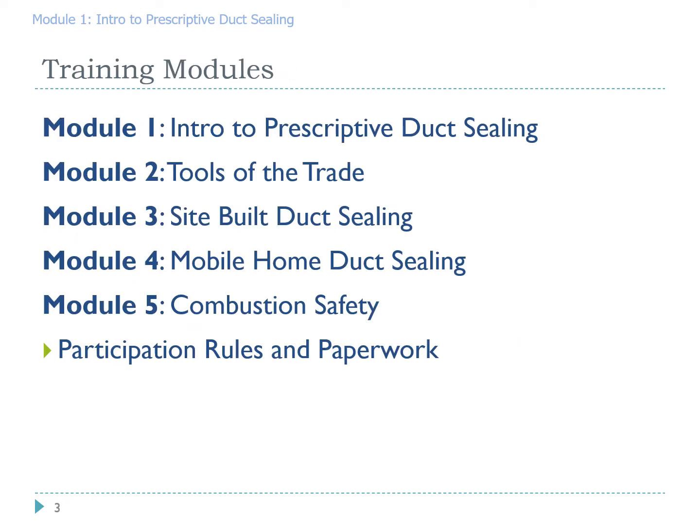As mentioned, there will be 5 training modules. Module 1 covers the introduction to prescriptive duct sealing. Module 2 covers the tools of the trade. Module 3, site-built duct sealing. Module 4 will dive into mobile home duct sealing. Module 5 covers combustion safety, participation, rules, and paperwork.